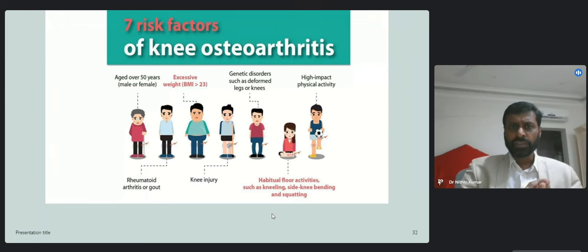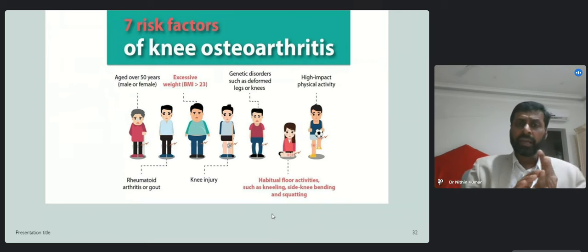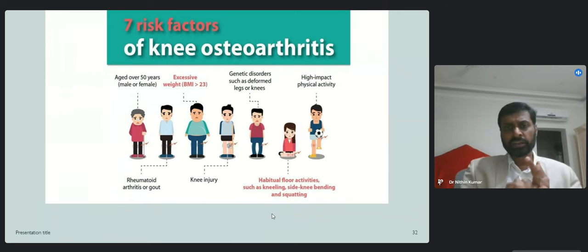So risk factors, as I mentioned to you: early in your life, before 30 years, correct any mechanical issues. Correct any medical conditions like increased uric acid. Make sure that it is normal. Make sure you are not overweight. Your BMI, that is the body mass index, has to be within normal limits. It should ideally be less than 23, at least less than 25. If you have developed an injury early, do not ignore it because it can lead to further complications.